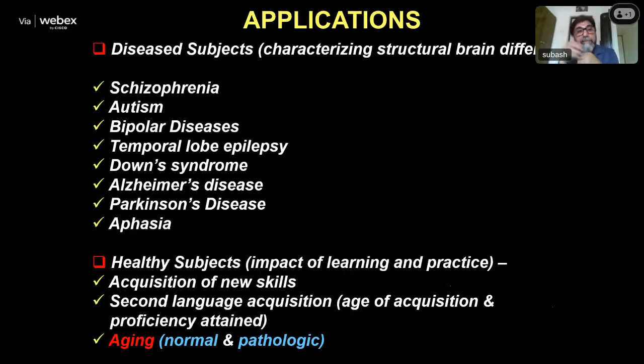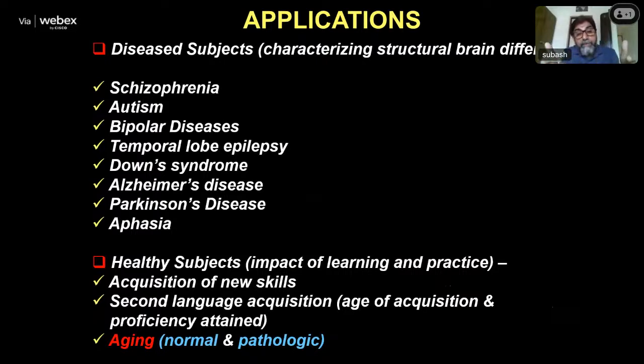Similarly to resting fMRI, people have tried applications in all types of disease processes: schizophrenia, autism, bipolar disease, temporal lobe epilepsy, Down syndrome, Alzheimer's, Parkinsonism, aphasia, healthy subjects. And you can also do this in healthy subjects to see how the gray matter volume increases or how the connectivity increases, because when you give training, you become smarter. That means your gray matter and also the connectivity between the different regions is improving. So you are able to do tasks in a much better way.